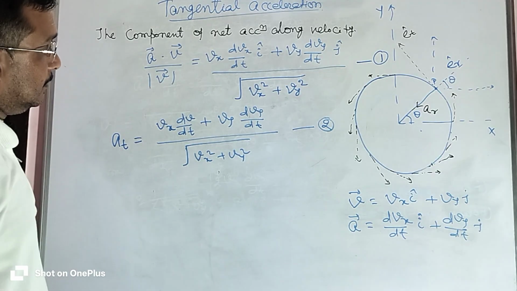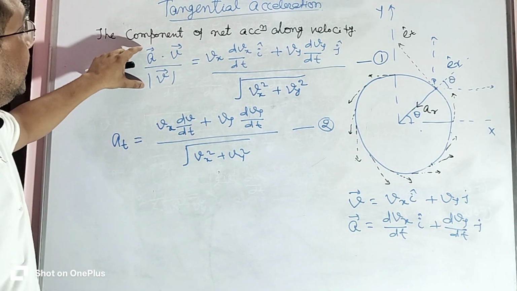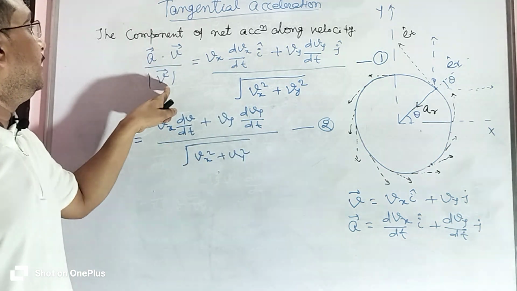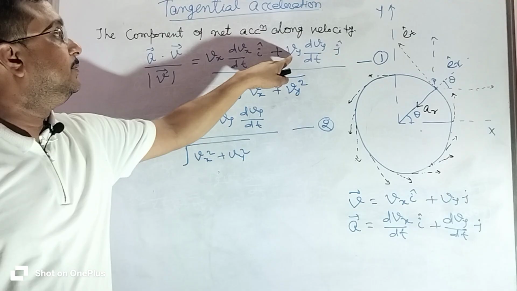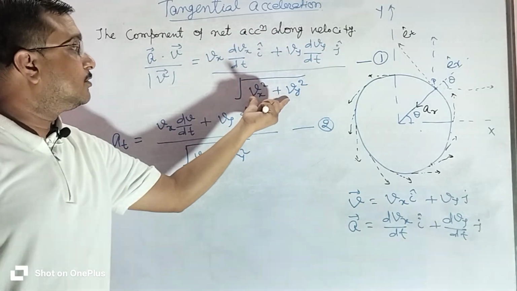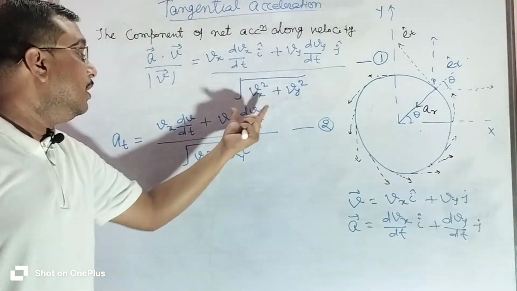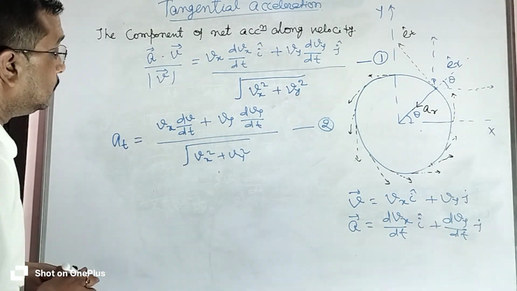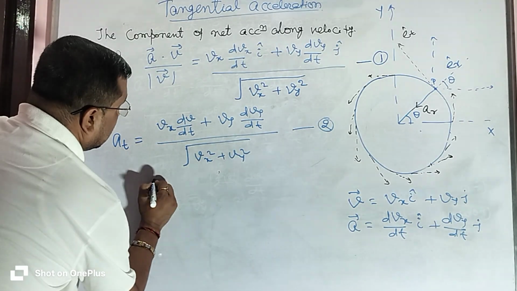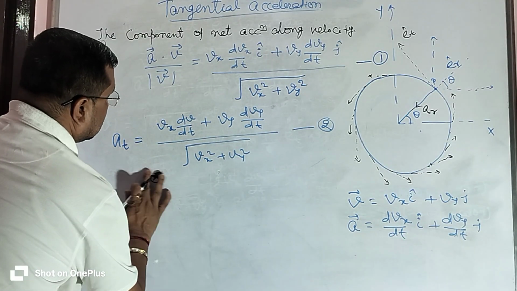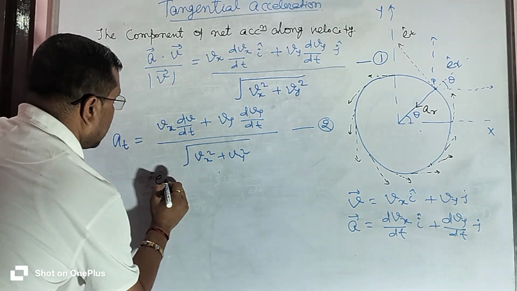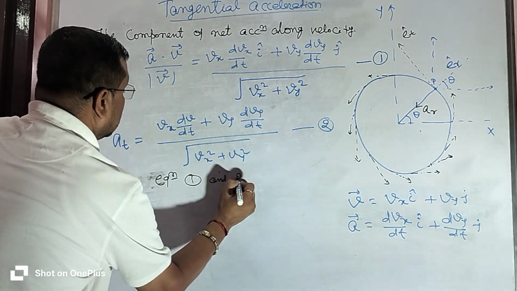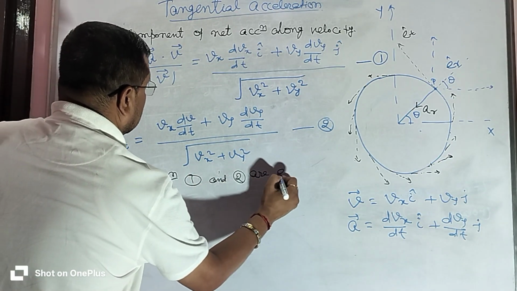So we see that from equation 1 and 2, A dot V by V and At are equal to each other. A dot V by V is (Vx dvx by dt i plus Vy dvy by dt j) by under root Vx square plus Vy square, and At is also the same. So equation 1 and 2 are equal.